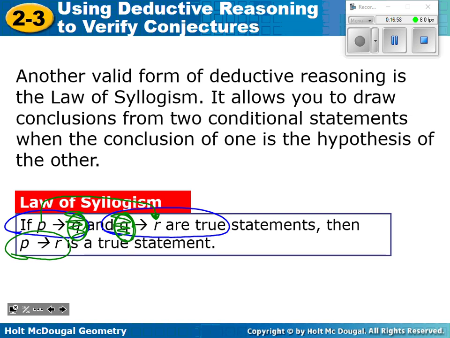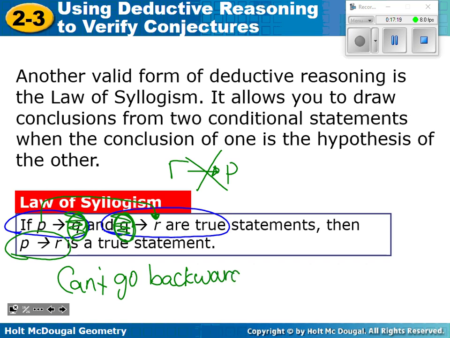Does that make sense? Okay. Again, you cannot go backwards. If you pass the test, does that mean you made a 74? No. So R does not imply P. You can't go backwards. So again, you're going to look at a series of events and you're going to decide, did they use the law of syllogism correctly or did they try to go backwards?